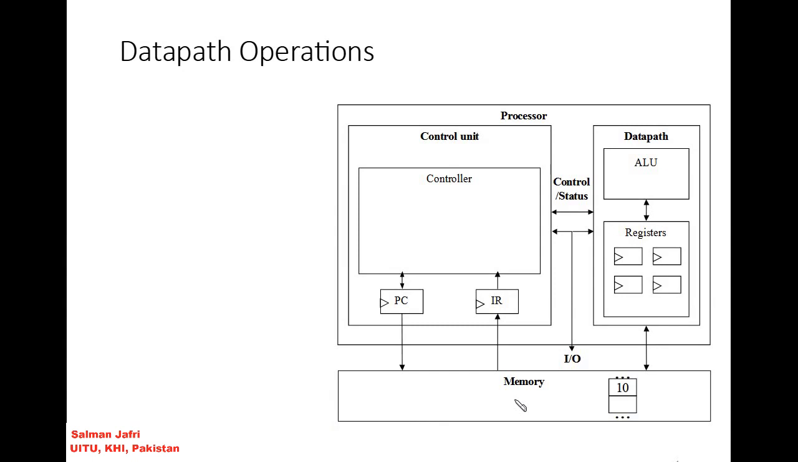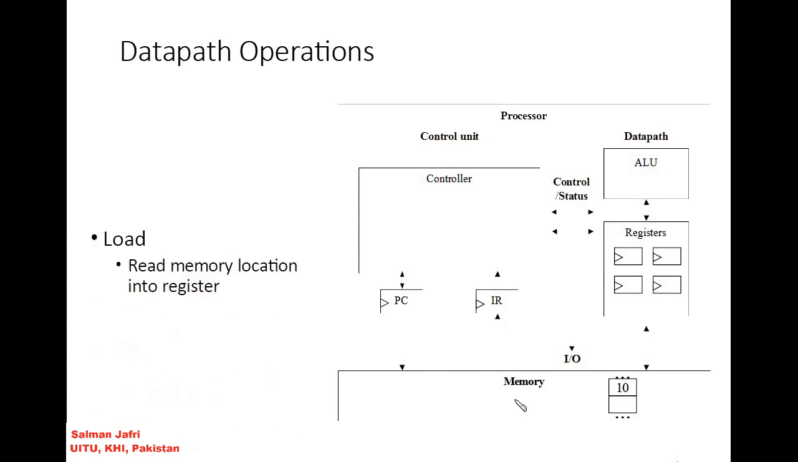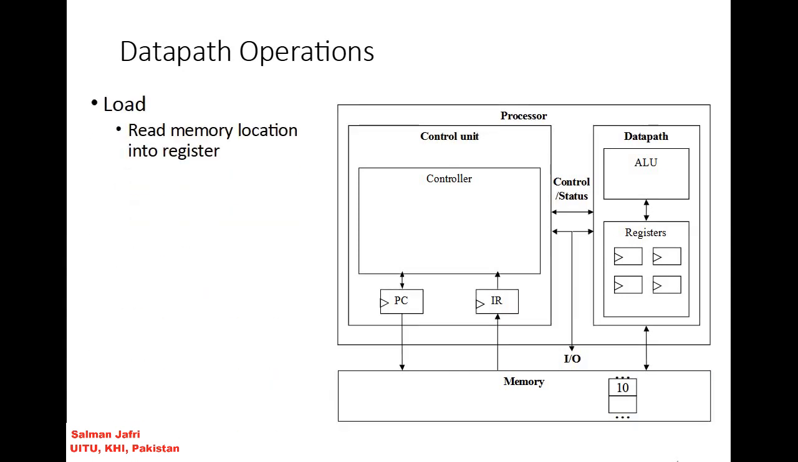Now let's look at some data path operations that we can do. We can have a load operation, and a load operation reads a memory location into a register. So data transfers from memory to a register in a load operation. After the load operation, the value of 10 is moved from memory into the register, right?